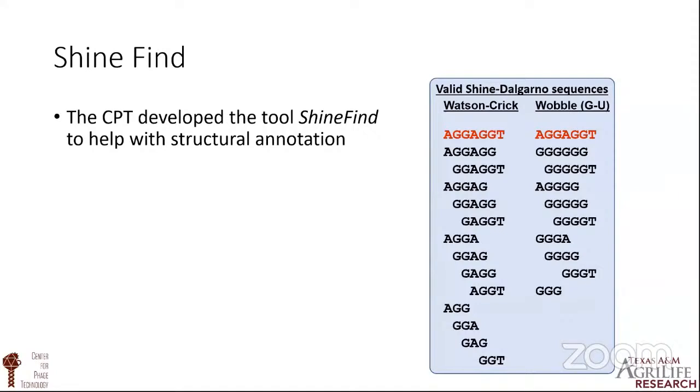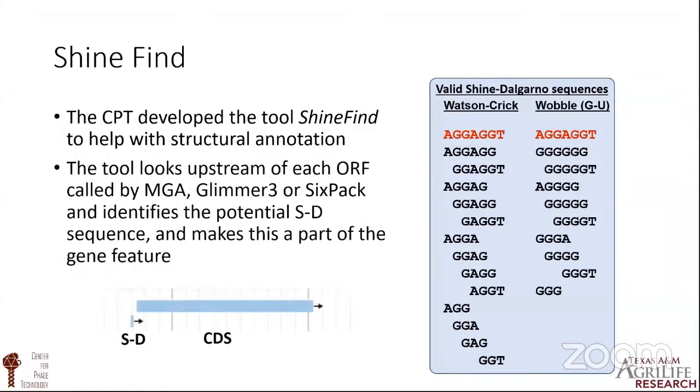At the CPT, we developed a tool called ShineFind, and we run this tool on all of our structural gene caller outputs. This tool looks upstream of each predicted reading frame, as called by MGA, Glimmer, or 6-pack, and identifies any potential Shine-Dalgarno sequences, and makes these a part of the gene feature as shown below here. The Shine-Dalgarno sequence will be appended as a small subfeature upstream of the predicted reading frame. When this gene is called, the Shine-Dalgarno sequence is part of the gene model, which will appear in the user annotation track in Apollo.